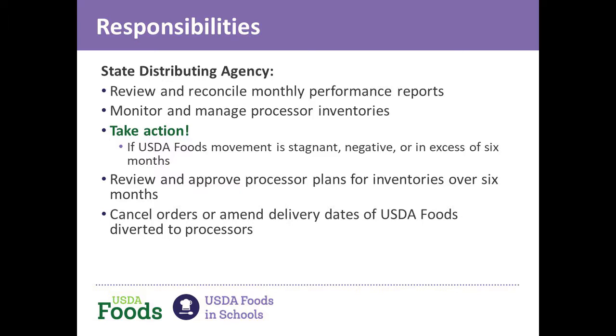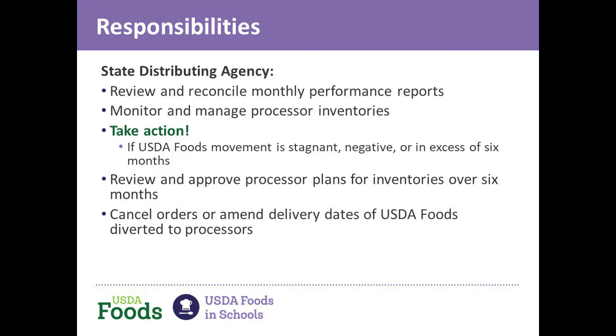SDAs may also reduce excessive USDA food inventories at a processor by transferring USDA foods to another processor who has a processing agreement or to other RAs within the state who can utilize the pounds. Before such transfers are made, the SDA must ensure that the processor receiving the transfer will be able to efficiently process the USDA foods into finished end products and sell them to SFAs in a timely manner. If no SFAs are doing business with the processor, the SDA may consider transferring the pounds to another state.